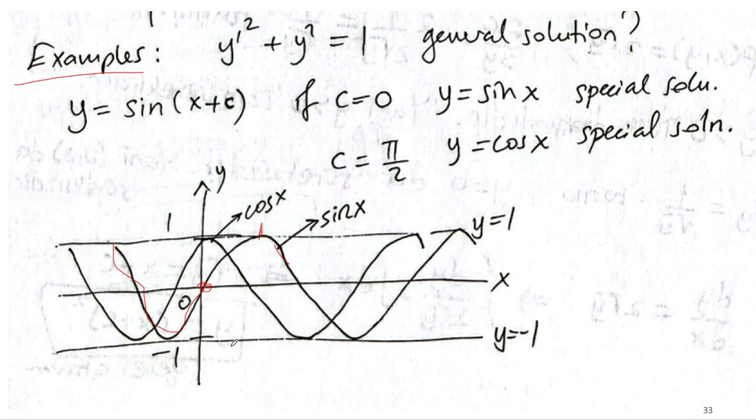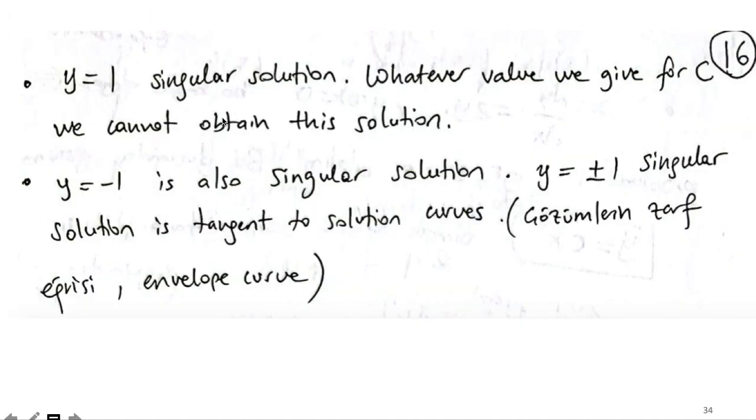For other c values, we will obtain these shifted versions of the sine curve. All these solutions have two tangent lines. One of them is this line here, y equals 1. Another tangent line is y equals -1. Both of these are singular solutions that cannot be obtained by giving values to c. As we summarize here, y equals plus or minus 1 gives us the singular solution, and we can obtain these from the tangent lines. This is also called the envelope curve that describes the singular solution.